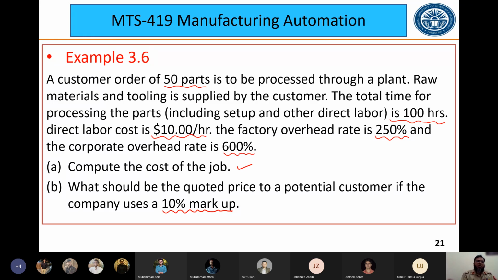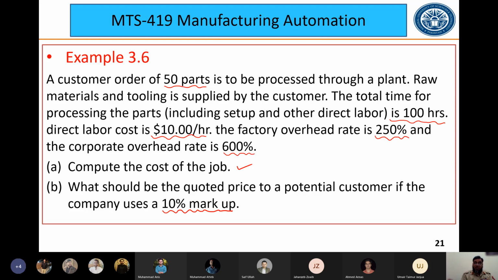So let's see, a customer orders 50 parts to be processed through a plant. The raw materials and tooling is supplied by the customer. A total time of processing parts including setup and other direct labor cost is 100 hours. ठीक है, total time is 100 hours और direct labor की cost is $10 per hour. The factory overhead rate is 250% and the corporate overhead rate is 600%.